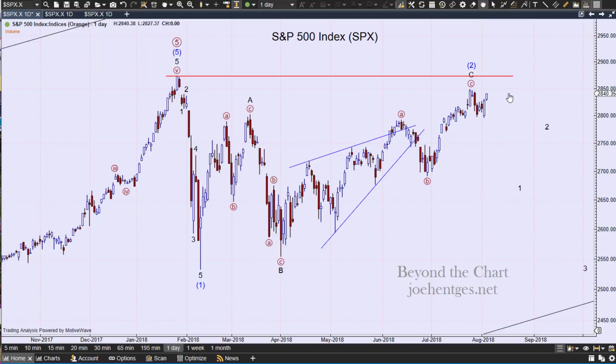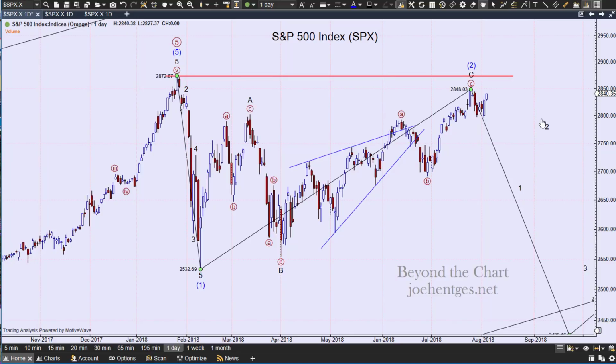It was up 13 points on Friday. It was really about 0.5%, which is what the Dow was on Friday. So we're getting closer and closer here to this red line. The red line is right across the high of January 26th. And if we break that red line, this bearish scenario goes away. It just doesn't work.